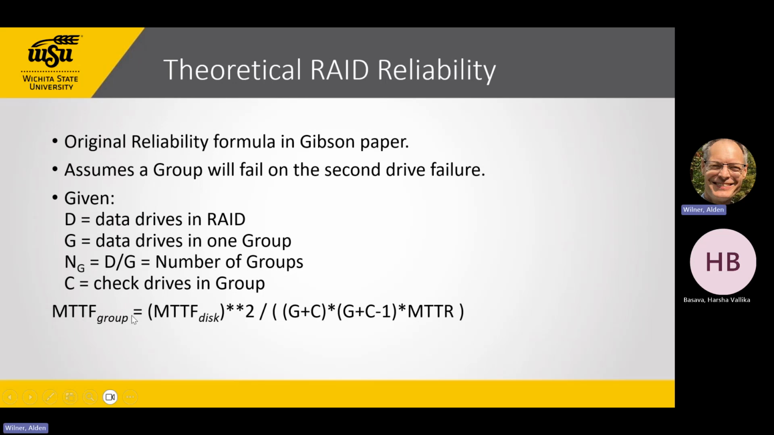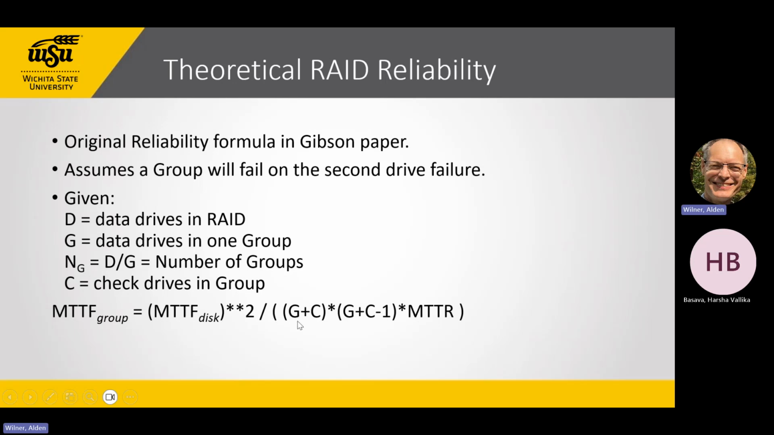And then the mean time to fail for the group is, again, mean time to fail for a disk squared, because when the first drive fails, everything's fine, right? We just keep reading the data from the remaining drives. When the second drive fails, we can't access our data anymore, right? So we have to have 2 drive failures. That's why we take the mean time to fail and square it.